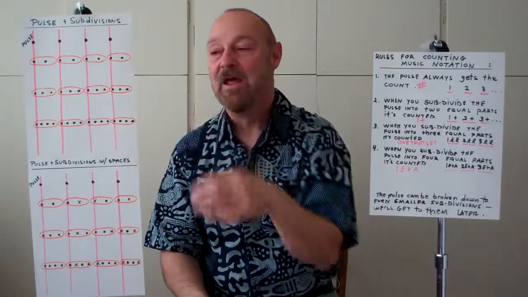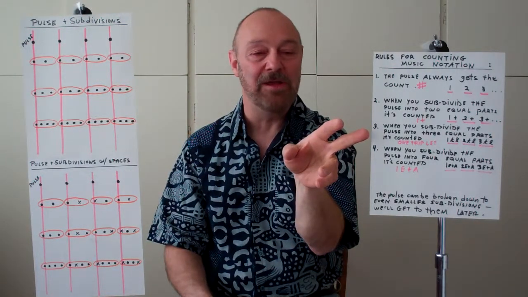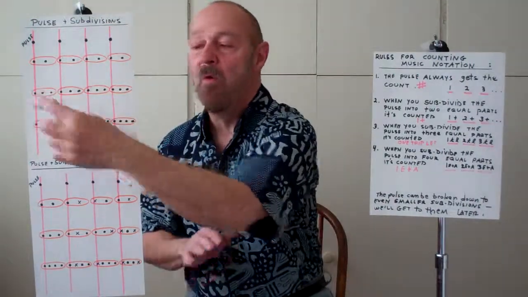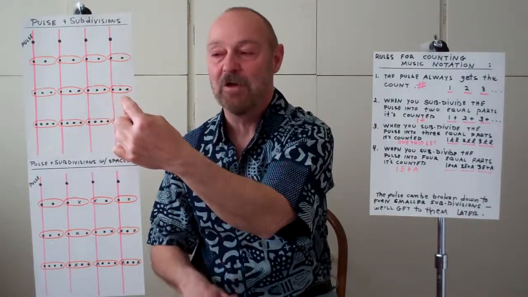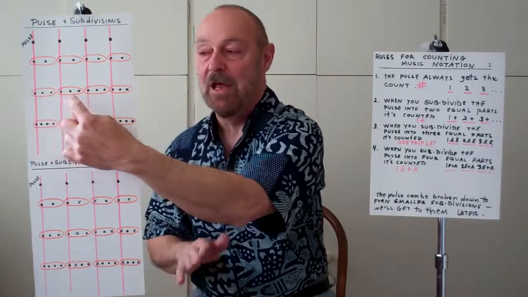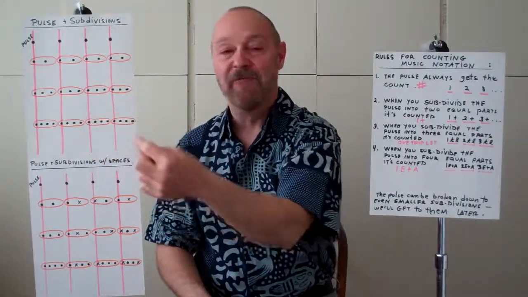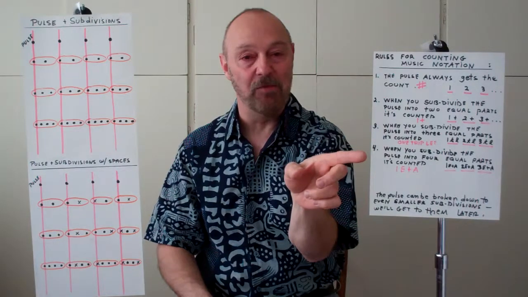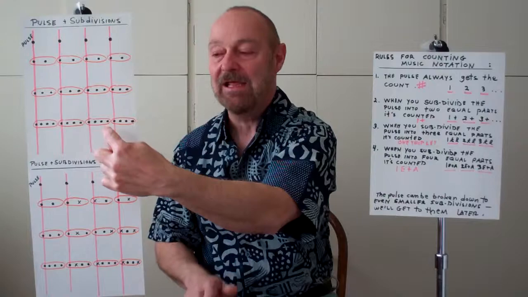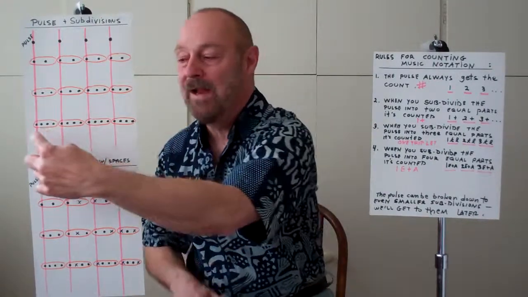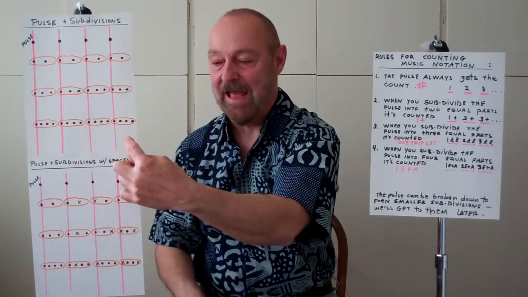That's the second line. The third line, when you subdivide into 3 equal parts, you count 1 triplet. Here we go. 1 triplet, 2 triplet, 3 triplet, 4 triplet. And the fourth line, subdividing the pulse into 4 equal parts, 1 E and 2 E and 3 E and 4 E and.